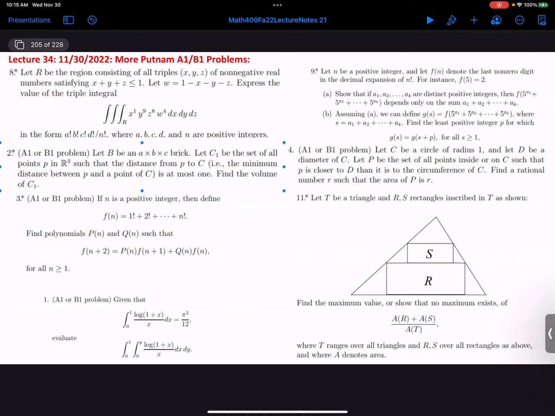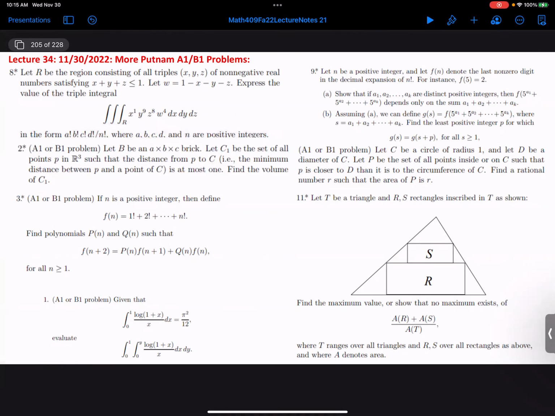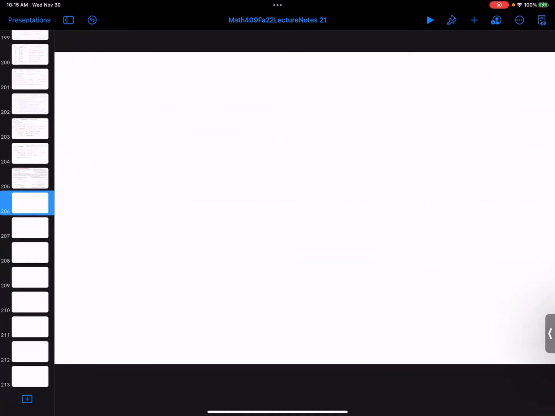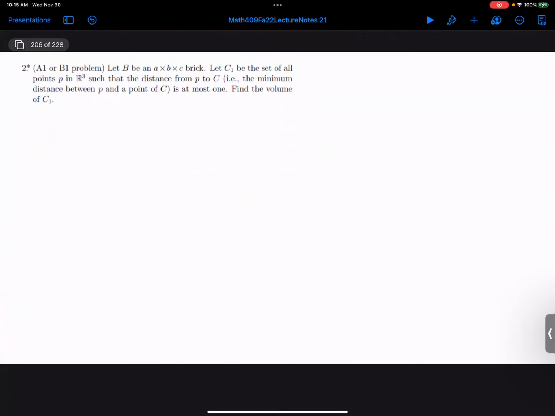2? Okay. So what's the first thing you should do when you see a problem like this? The A by B by C brick. C1 is the set of all points that are at most 1. Draw a diagram.